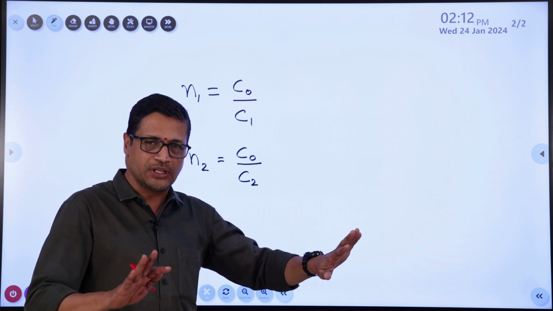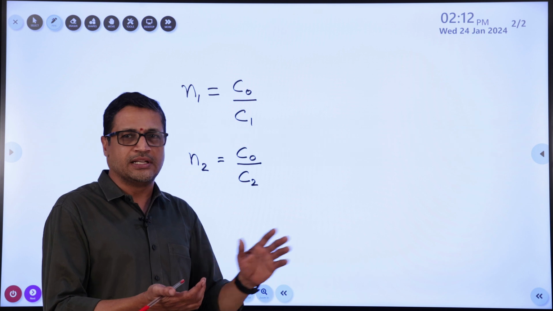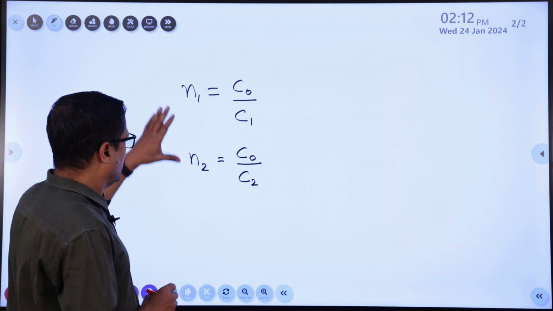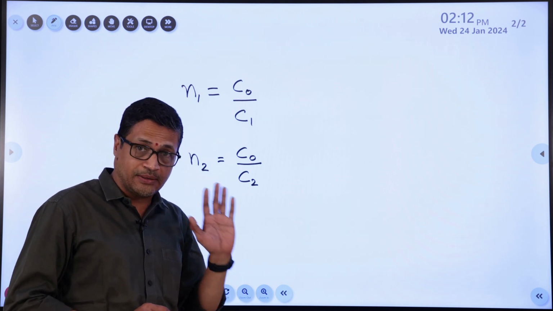Now, this is the definition. No exceptions to it. Whether you take I is equal to 0 or I is equal to 30 degrees, I is equal to 90 degrees, it works absolutely wonderfully in all the cases. So, this is absolute refractive index of first medium, absolute refractive index of the second medium.